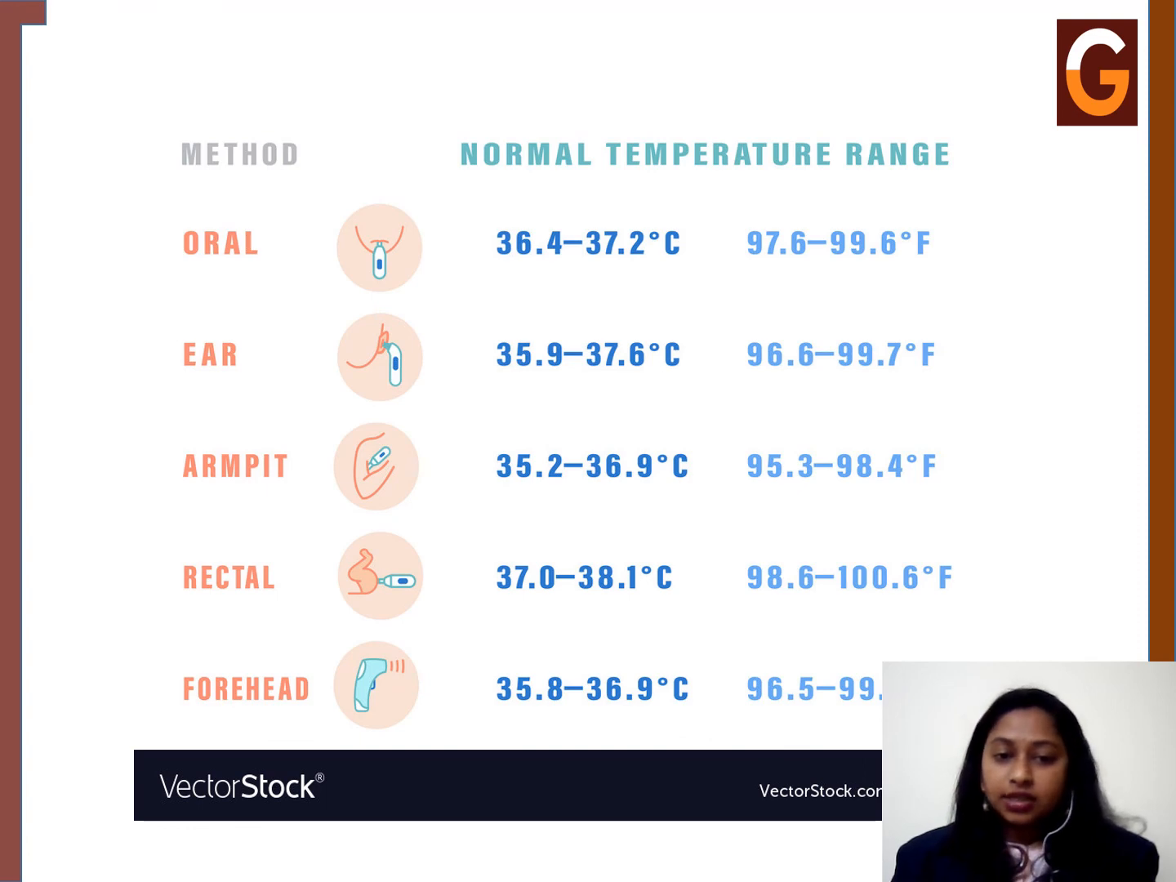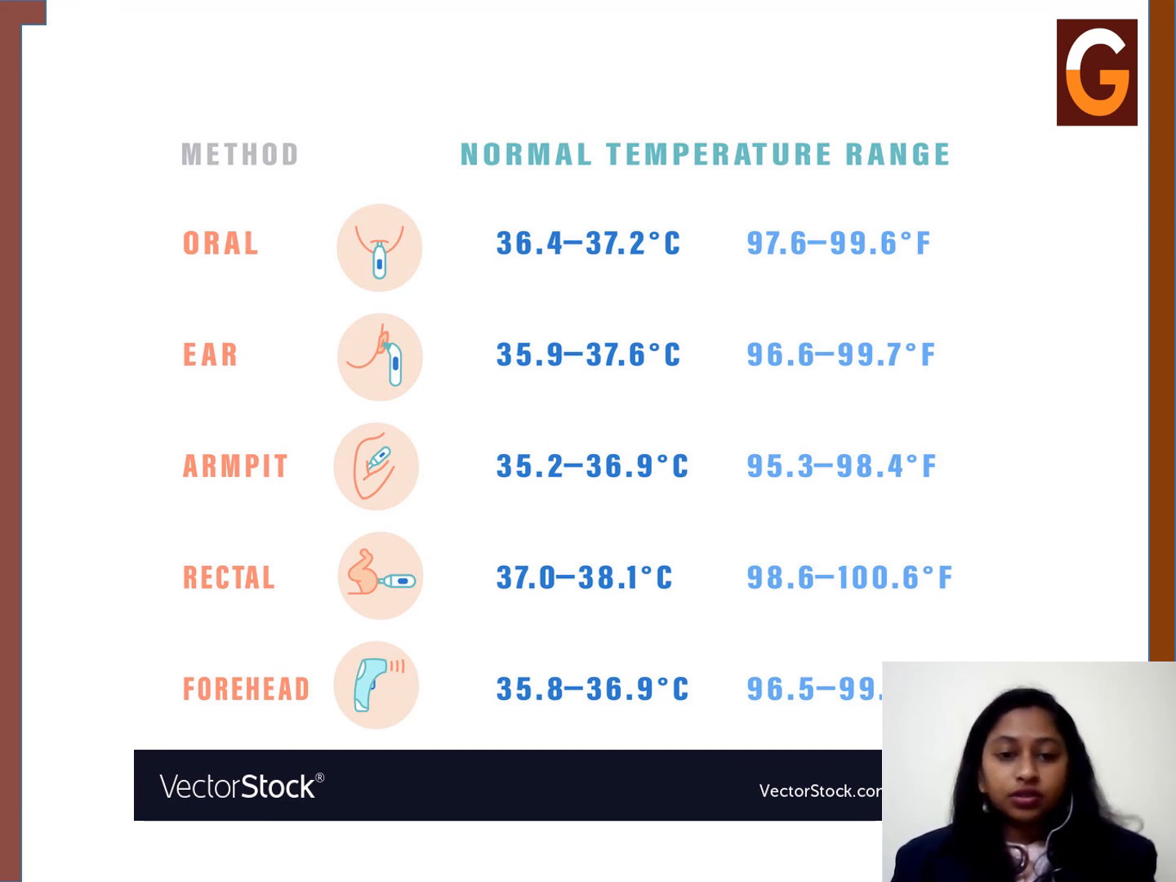For the armpit, again it needs a command to follow, so we generally don't use it for kids, unless they are fast asleep, and then we can use the armpit method. The range for this will be 35.2 to 36.9 degrees Celsius, and 95.3 to 98.4 Fahrenheit. So this is for the armpit.